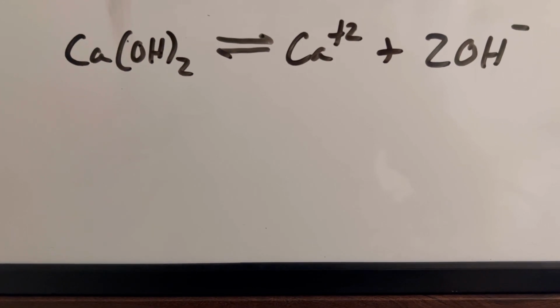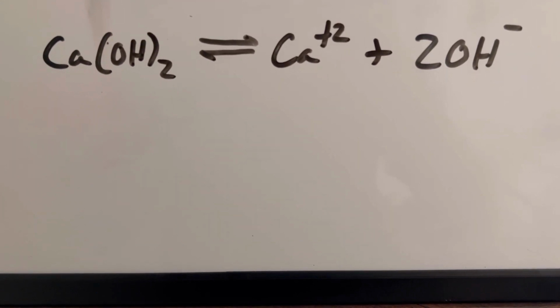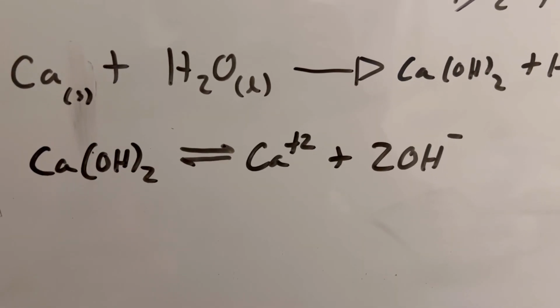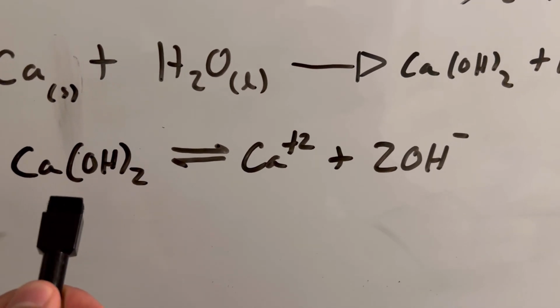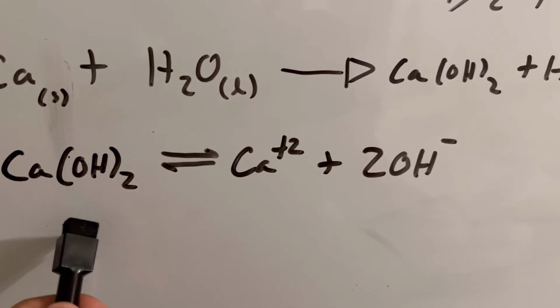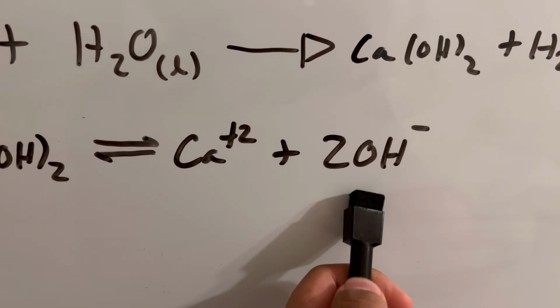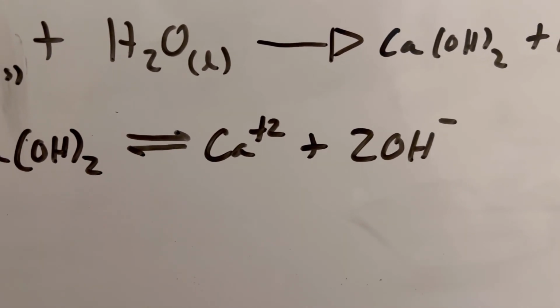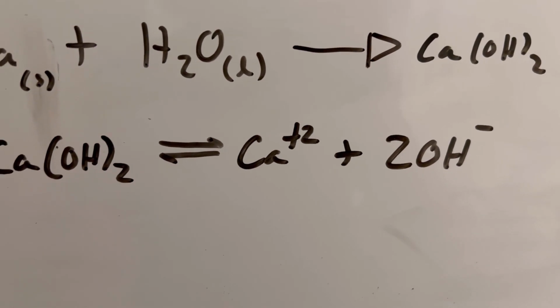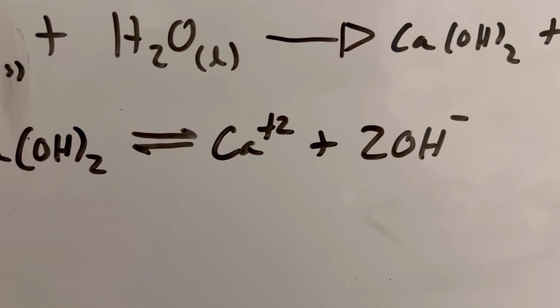Here's the dissociation of the calcium hydroxide. All right, one way to measure the pH is actually by finding the amount of moles of calcium hydroxide and then doubling it to find the amount of moles of the hydroxide ions, and then dividing it by the liters, or the amount of liters of water that you're putting it in.